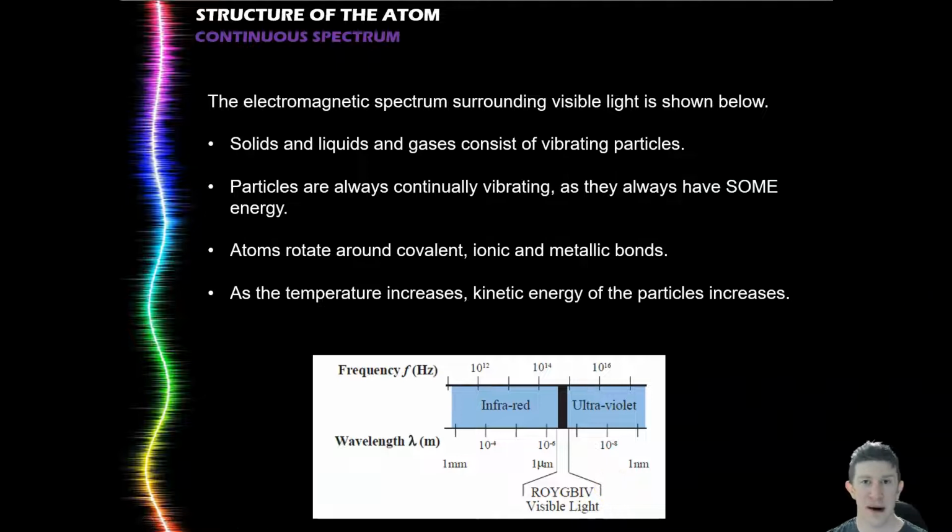Linking back to particle theory from earlier years, solids, liquids and gases contain vibrating particles. The particles are continually vibrating as they always have some amount of energy. So unless we bring something to absolute zero Kelvin, the thing is going to be vibrating or having some sort of motion to it. The atoms rotate around their covalent, ionic and metallic bonds, and as the temperature increases, the kinetic energy of that particle also increases.